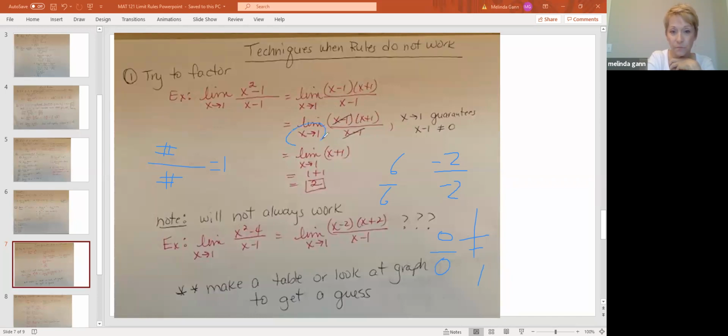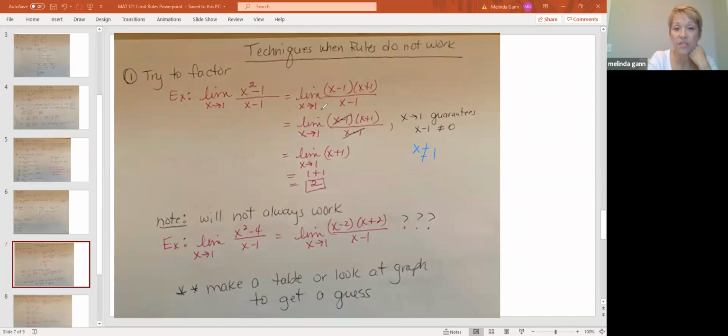This does. Remember what x approaching 1 means. It means you're getting closer and closer, but you never get there. So x approaching 1 guarantees you that x isn't 1. And as long as x isn't 1, x minus 1 is not 0. So for you to start crossing something out, you've got to write me this note: x approaching 1 guarantees, and you can say that x is not 1, if that makes more sense to you, then x minus 1 is not 0.